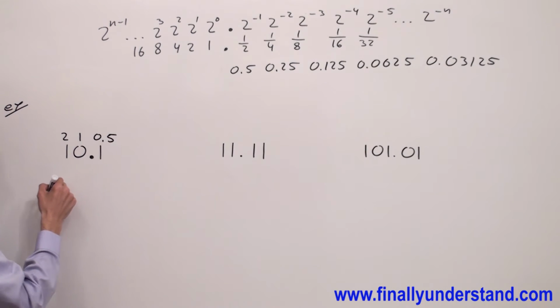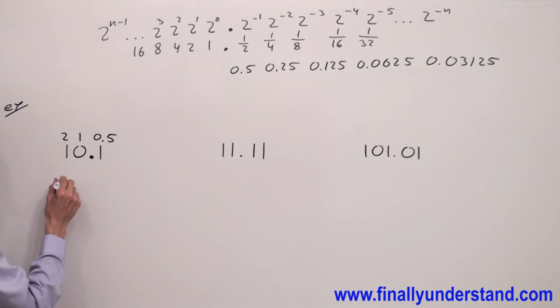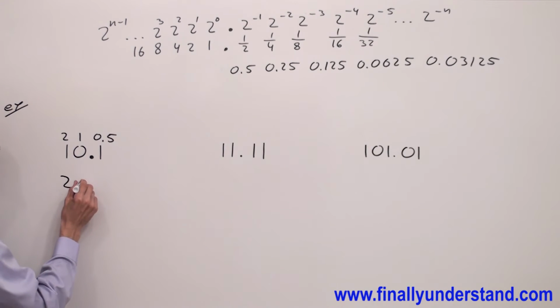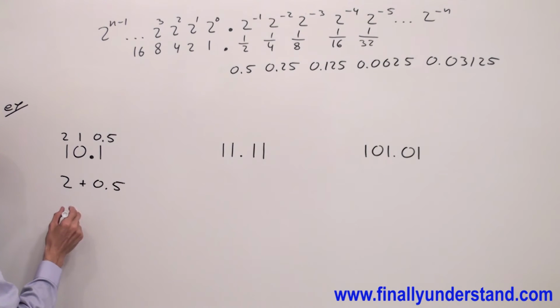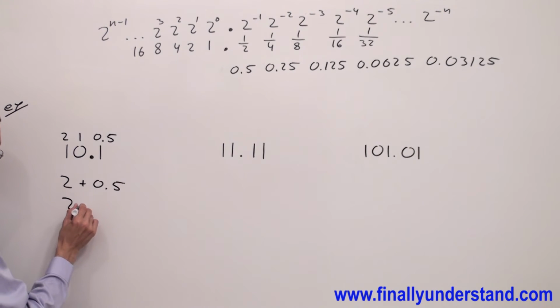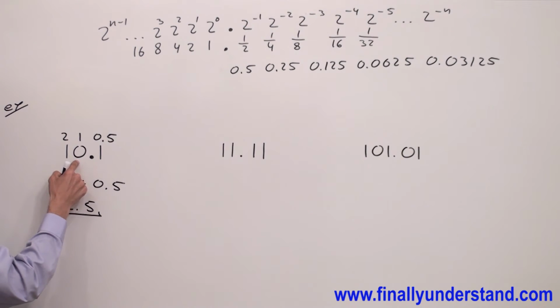Next, I'm supposed to add all weights which are above ones. So I have 2 plus 0.5. My answer is 2.5. So this is my decimal value, which is equivalent to my binary value.